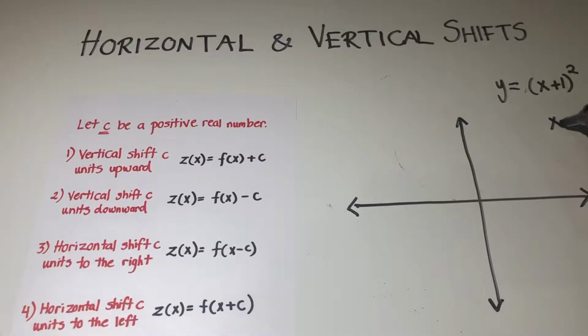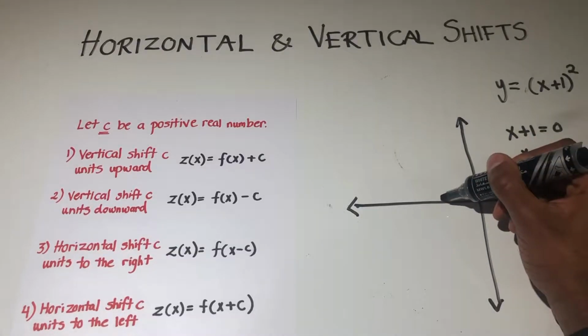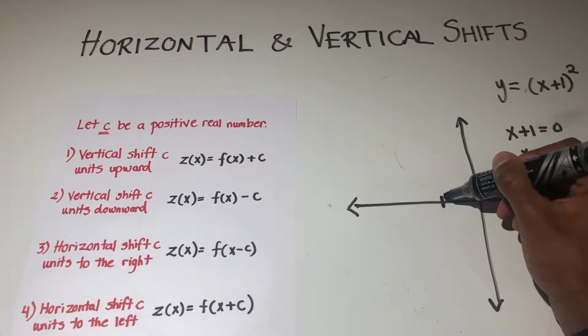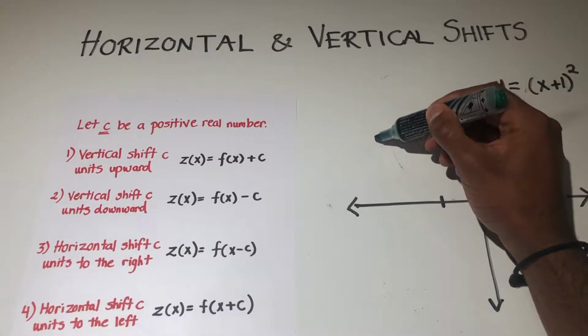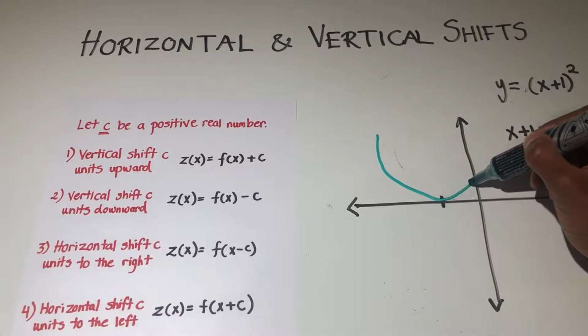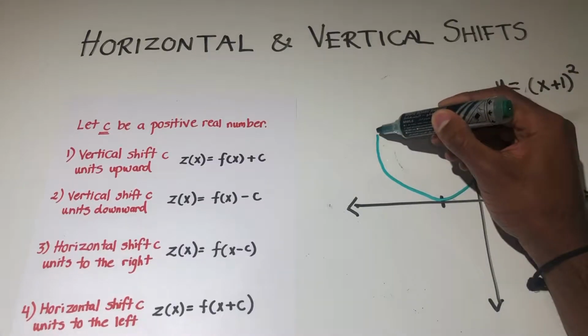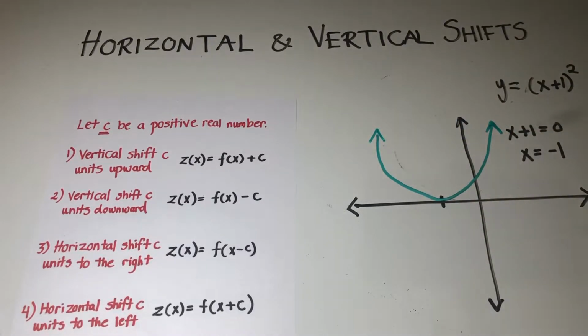Because when you set x +1 equal to 0, x is going to give you -1. That means that it shifted to the left 1 unit. And the graph ultimately will look something like this. It's still a parabola. It just shifted 1 unit to the left.